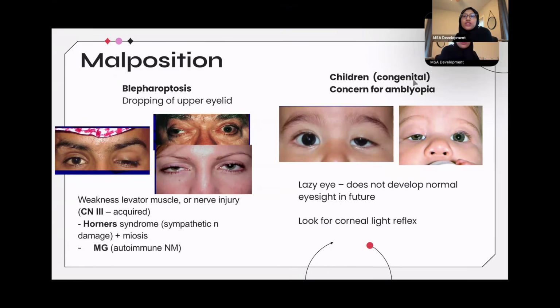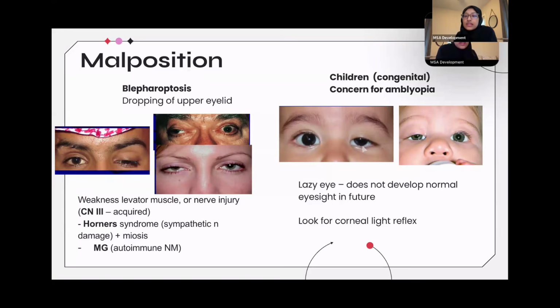In children, it's more congenital, drooping of the eye, and you don't want that to happen in children because it will cause something called lazy eye or amblyopia. I'll come to that in a bit. But basically, if the drooping is happening like that in a child, and it's affecting, so the light is not going in their eye, right? It's more going on the normal eye.